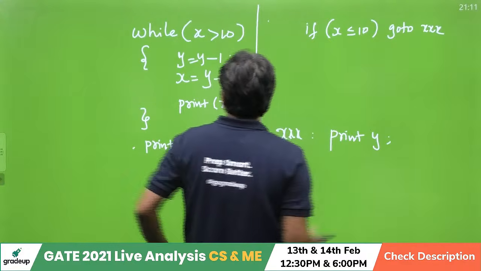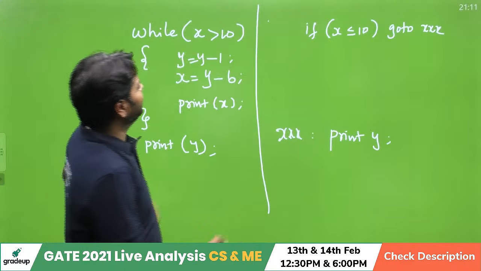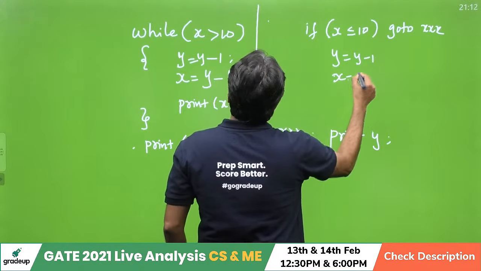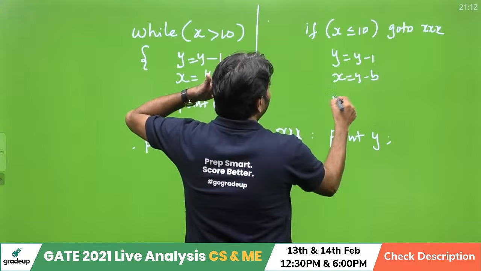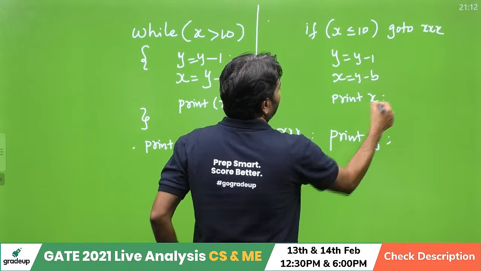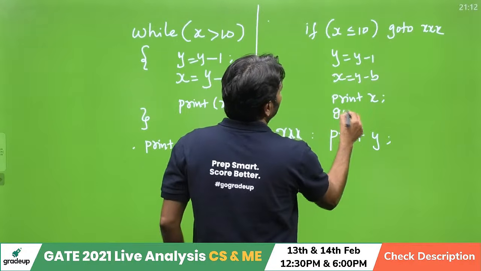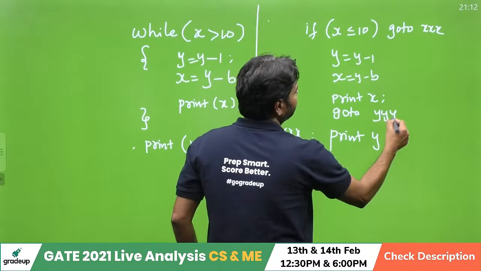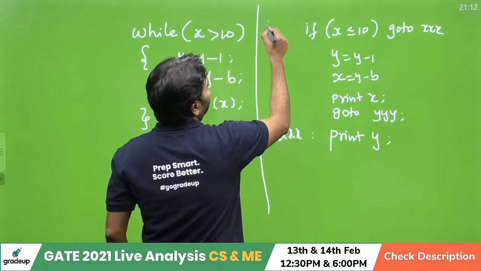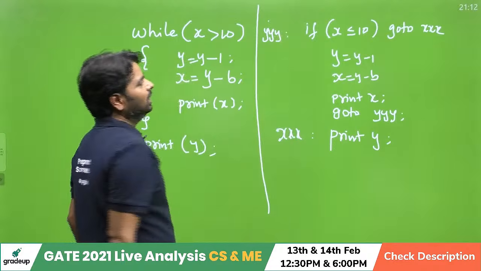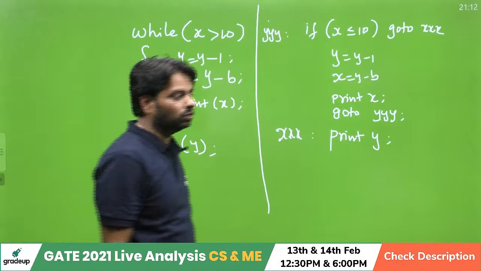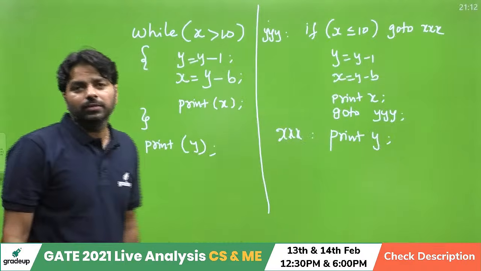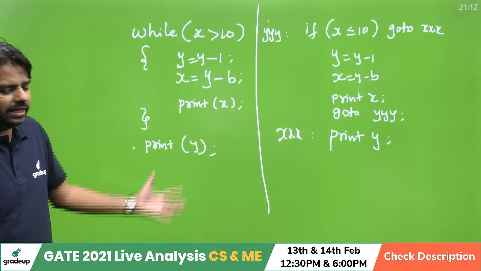Opposite I am writing there, that's fine. If it is x greater than 10, definitely you will come here, y is equal to y minus 1 and x is equal to y minus b, and print x, and then after that you just write goto. You need to come back, right? You need to come back to this, goto let's say label y, and here you write this label y address. And this is what you first need to understand, how to write the 3 address code. Once you write the 3 address code, now you just take the control flow graph.